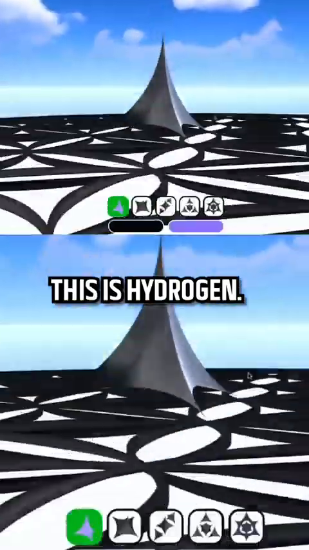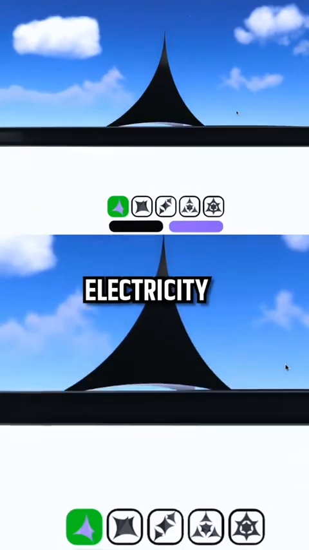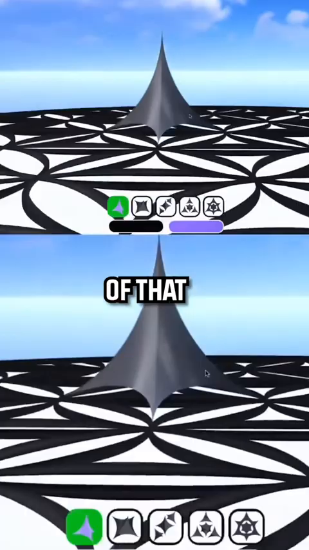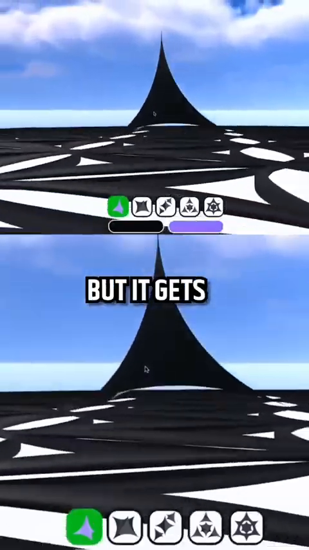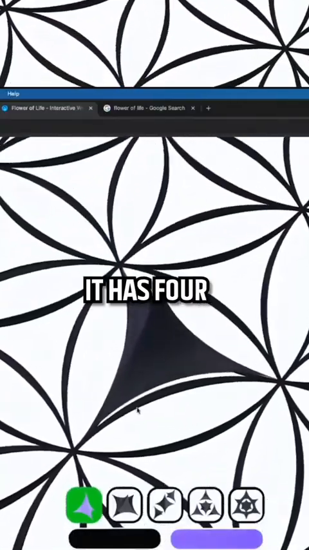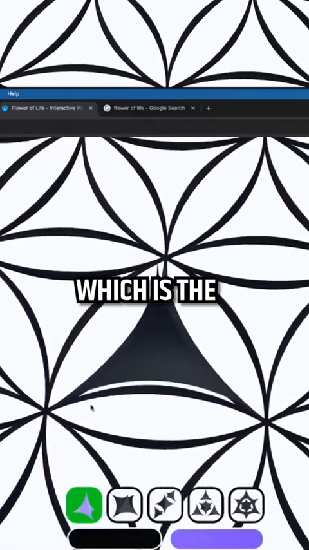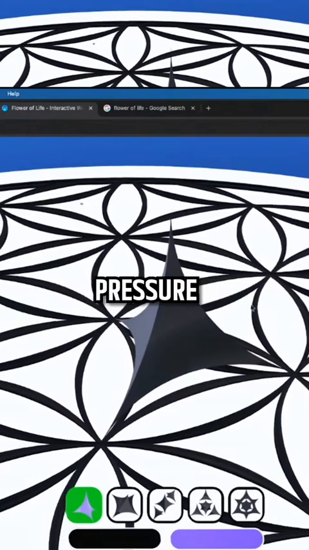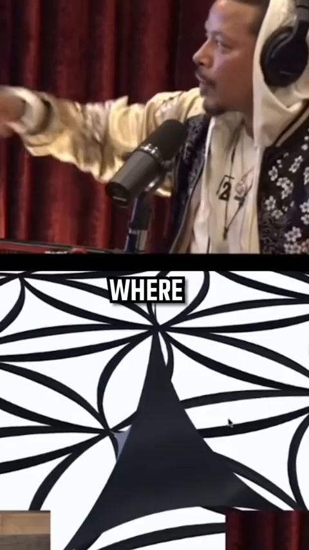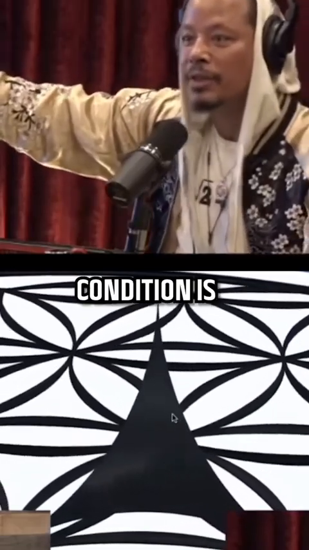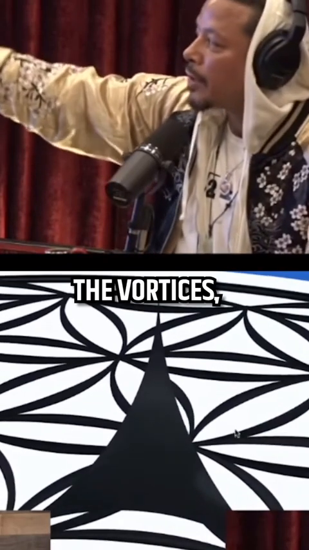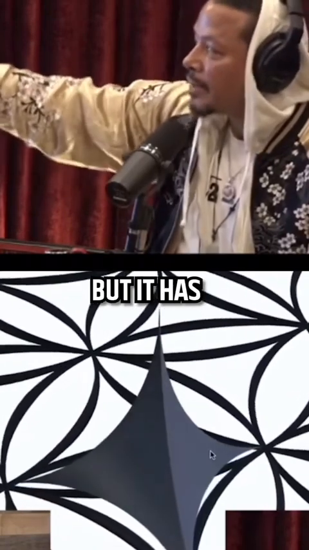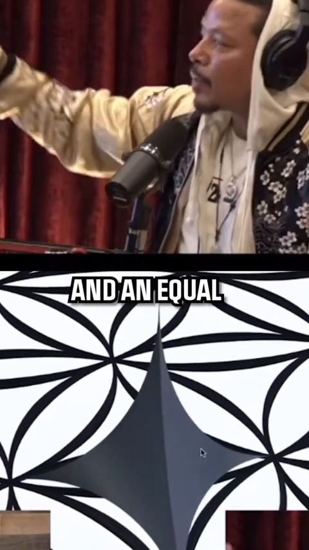This is hydrogen. And as I was saying, electricity is always trying to get to the center of that triangle, but it gets pushed out. And now you see it has 4 contractive poles, which is the electric poles. It has 4 contractive poles because electricity is seeking a higher pressure condition and forcing it in, where magnetism is seeking a lower pressure condition and spun out. So the vortices, those tips, that's the magnetic field. That's where they begin. But it has an equal attractor and an equal amount of repulsion.